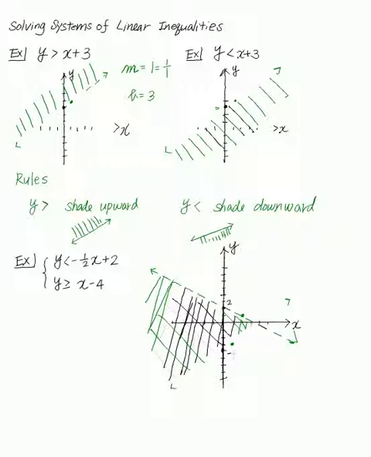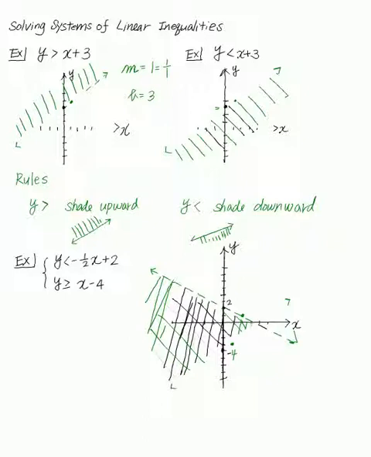Now I want to take a look at the top line, and its y is less than. That means I'm going to shade downward. I'm going to very lightly show that we're shading downward all over, all the way down.